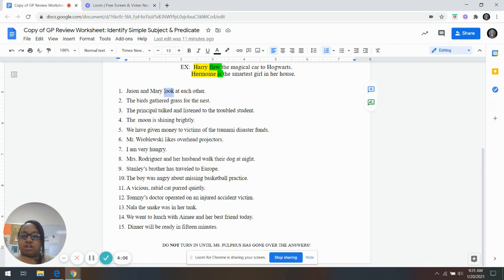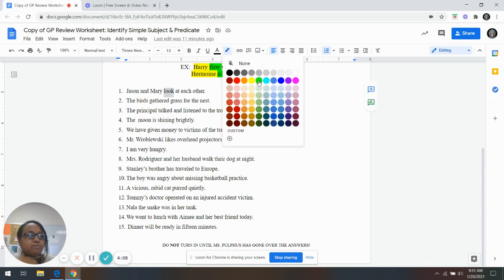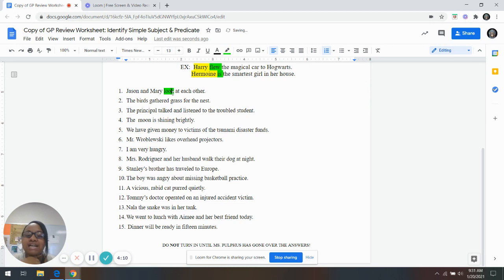My action is look. So I'm going to highlight look in green. And then I have to ask myself, who or what was doing the action? Who or what was looking? Mary was looking and Jason. So I'm going to highlight Jason and Mary in yellow. Jason and Mary are my subjects. My verb was looking. Who's doing the looking? Jason and Mary makes them my subjects.